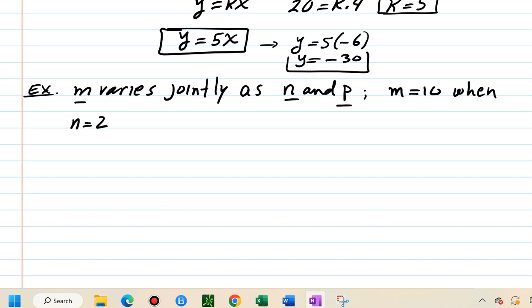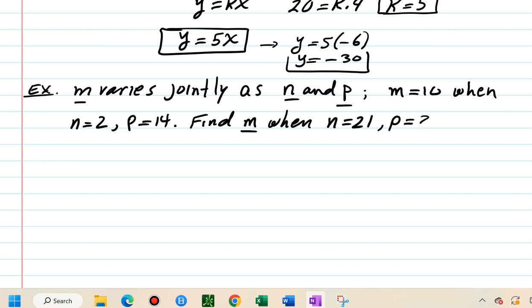And let's make p 14, something like that. And p is 14. Let's say we want to find m now when n is 21 and p, whatever, 8. So let's see how this is going to work. Again, the type of variation brings out the formula.